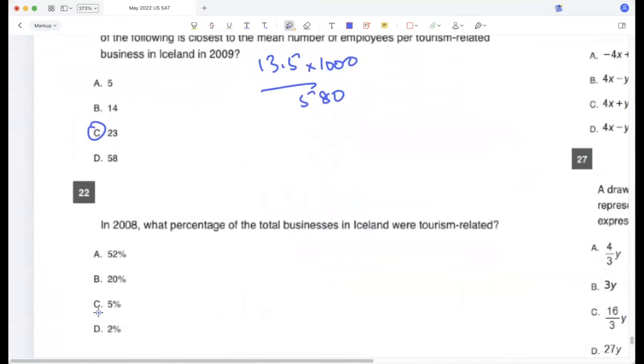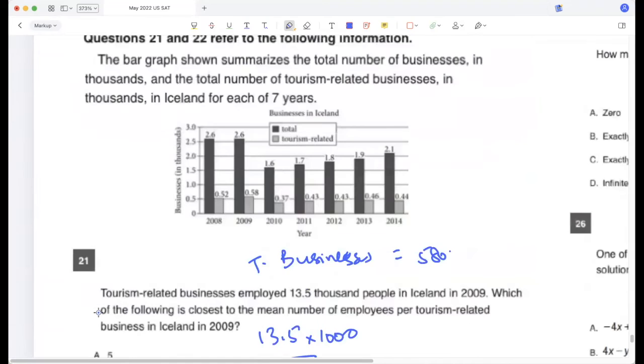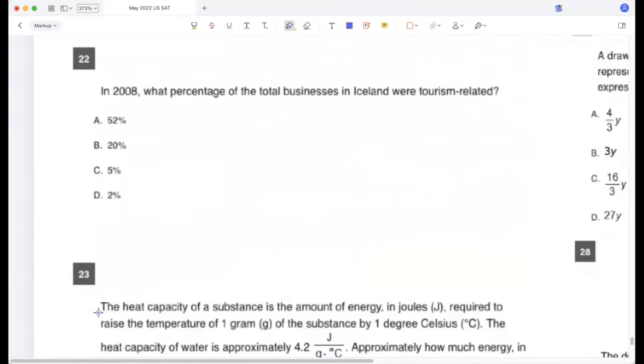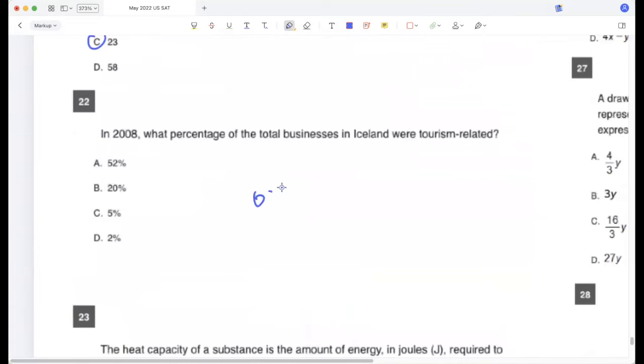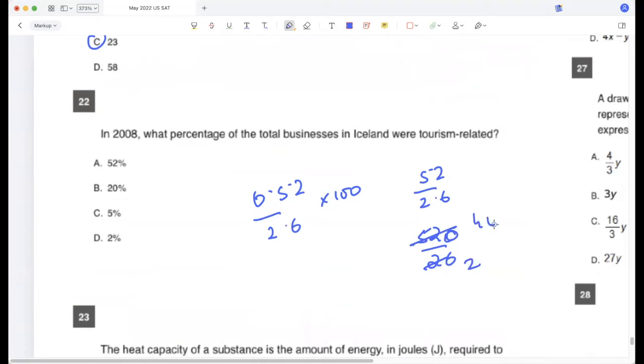In 2008, what percentage of the total businesses in Iceland were tourism related? 2008. So 0.52 by 2.6, into 100. So 52 by 2.6, which is 520 by 26, 13 into 2 and 40, so 20%.